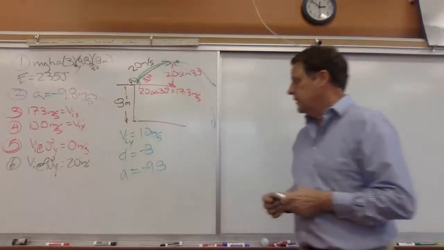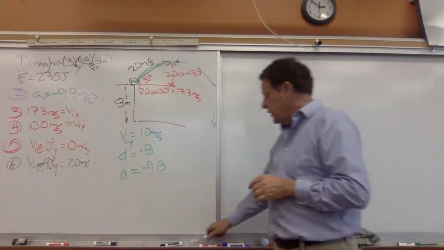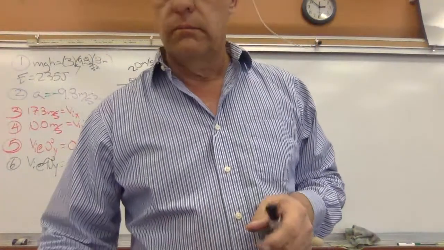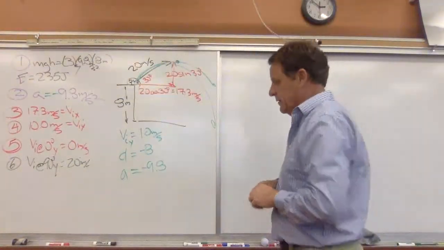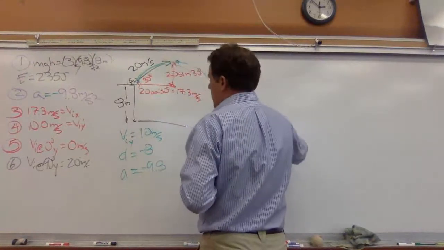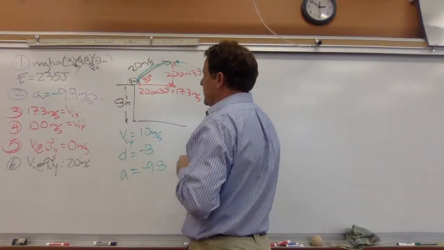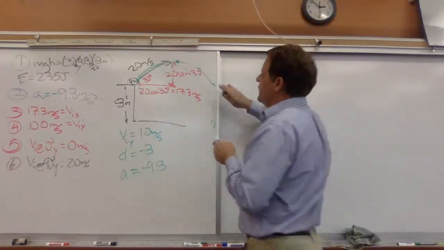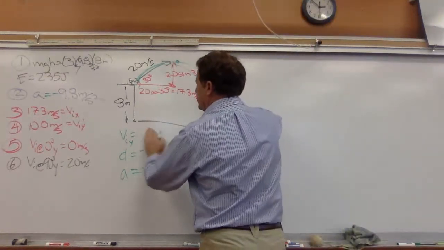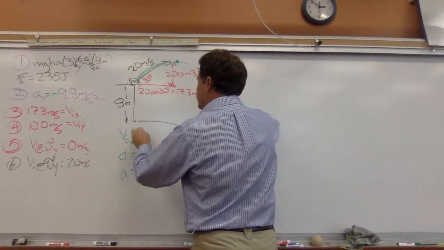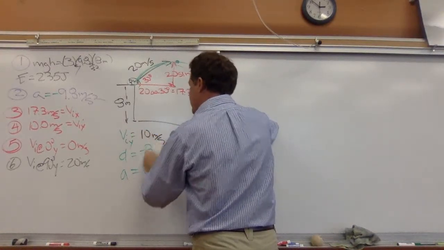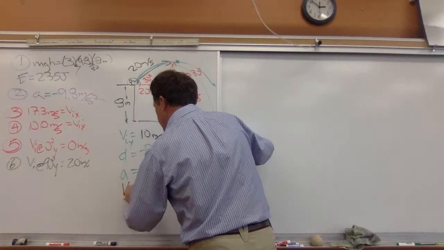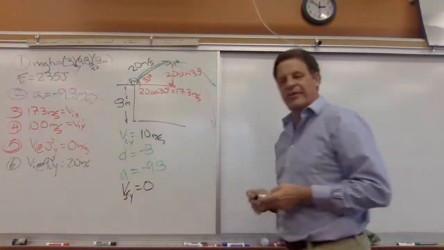Okay, that is going to be down, and we want to know the height. We're looking for this h. So our initial velocity is 10 meters per second, and our velocity final in the y is equal to 0.